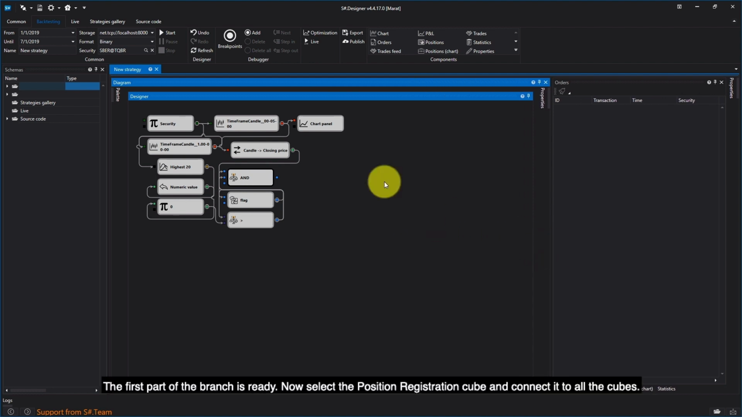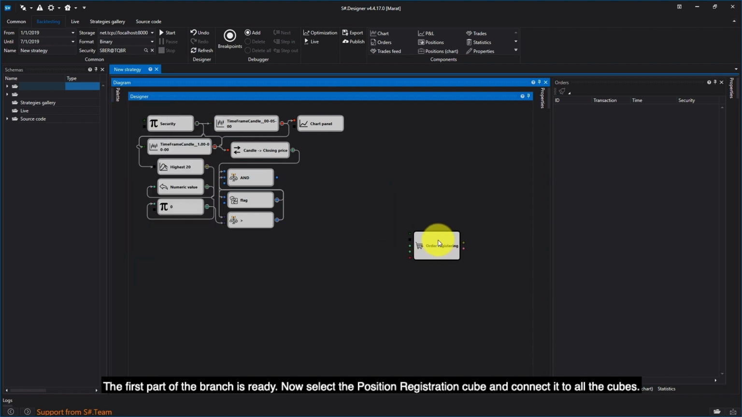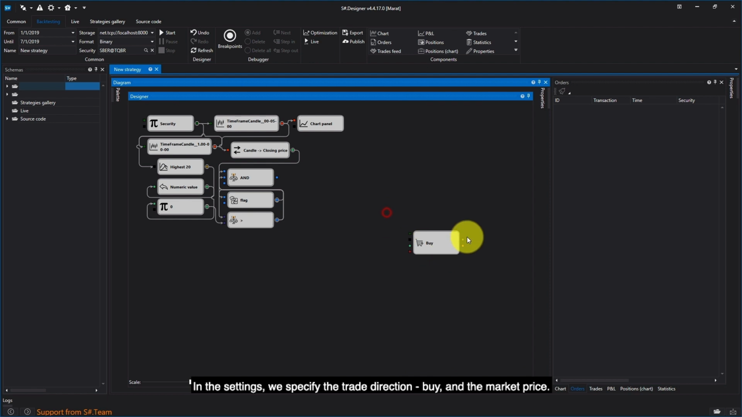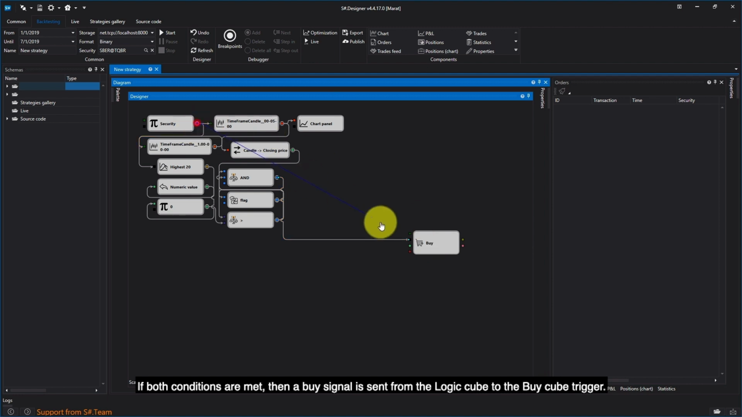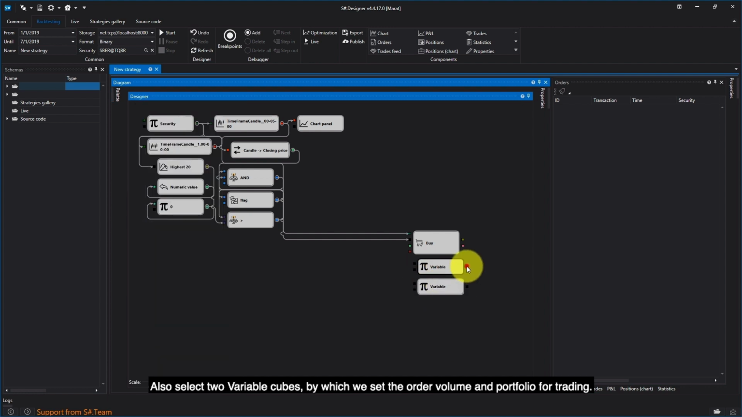The first part of the branch is ready. Now select the position registration cube and connect it to all the cubes. In the settings, we specify the trade direction, buy, and the market price. If both conditions are met, then a buy signal is sent from the logic cube to the buy cube trigger. Connect with the instrument. Also select two variable cubes, by which we set the order volume and portfolio for trading.